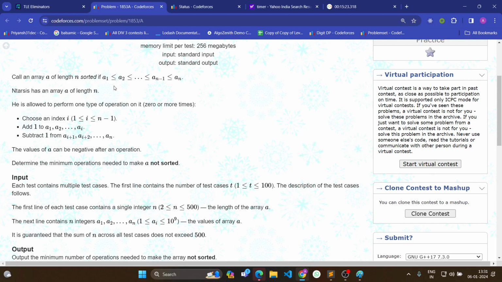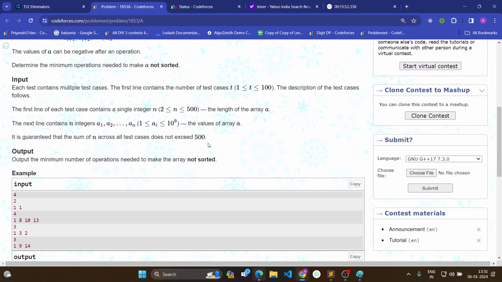The current array is sorted if a1 is less than or equal to a2, less than or equal to an, and Radaris is given an array a. He's allowed to perform one type of operation, zero number of times: choose an index i, add one to a1 through ai, and subtract one from ai plus 1 through an. The values of a can be negative after an operation. Determine the minimum operations needed to make a not sorted. Okay, it is sorted. I want to make it not sorted.